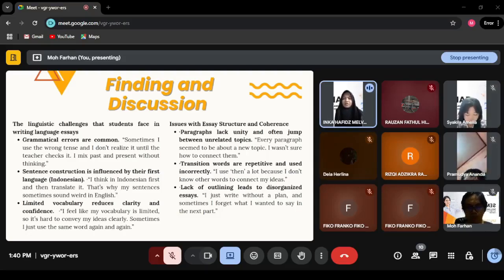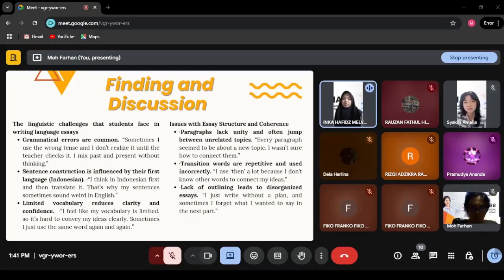Next is the structure and coherence. First is paragraphs lack unity and often jump between unrelated topics. As participant one reflected, every paragraph seems to be about a new topic. I wasn't sure how to connect them.